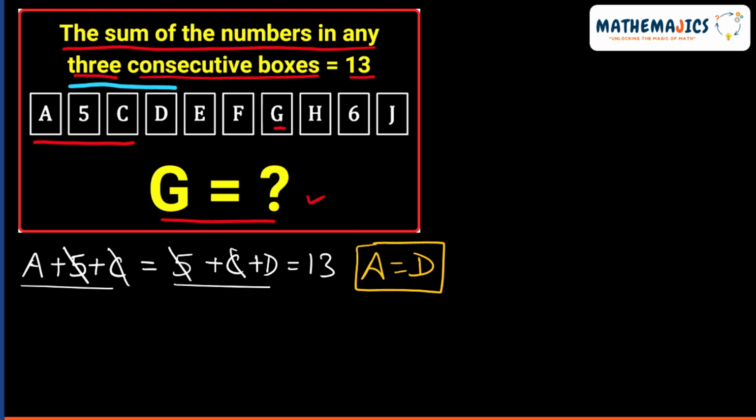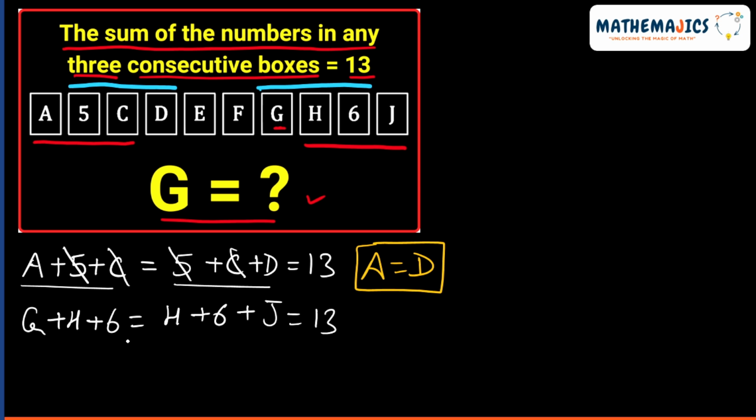Similarly, I will choose 2 groups. These 2 groups I will choose from the end. First group will be h, 6 and j. These are 3 consecutive numbers. The second group will be g, h and 6. These are also consecutive numbers. That means both the groups will have sum as 13. So how will I write it? I will write it as g plus h plus 6 is equal to h plus 6 plus j. The sum will be 13 for both of them.